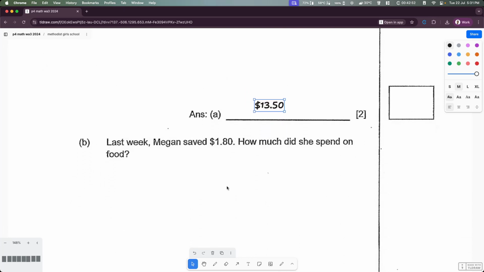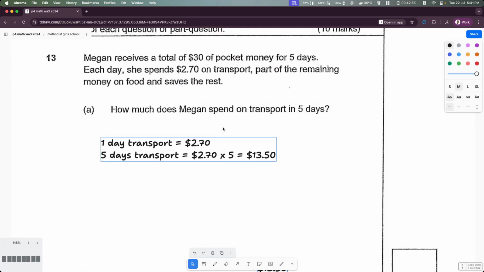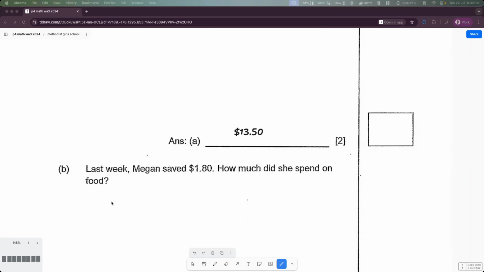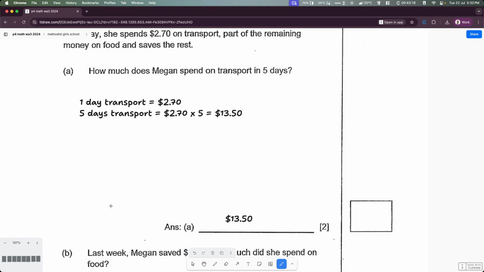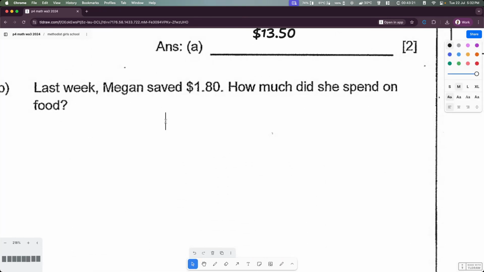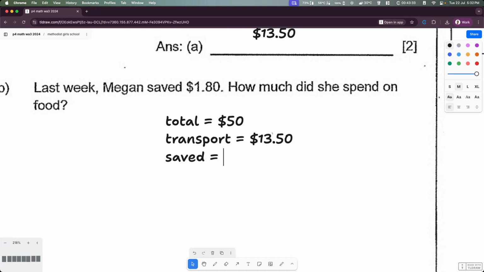So this means she saved a total of $1.80 and she has a total of, in this case, $30 for 5 days. So what we need to do is, in this case, we want to minus from the total, which is $30. Total for 5 days is $30. Then we know the transport is equal to $13.50, and she saved $1.80. So how much is food? It's basically, no, not 50, 30.